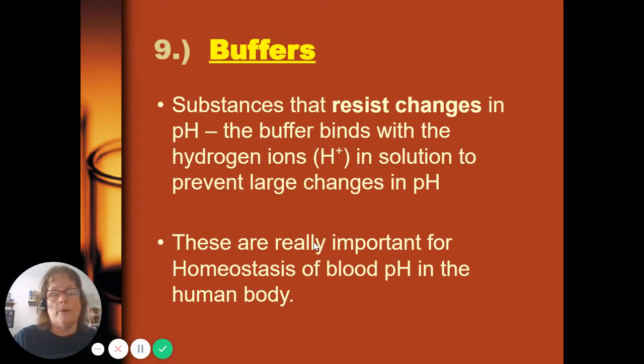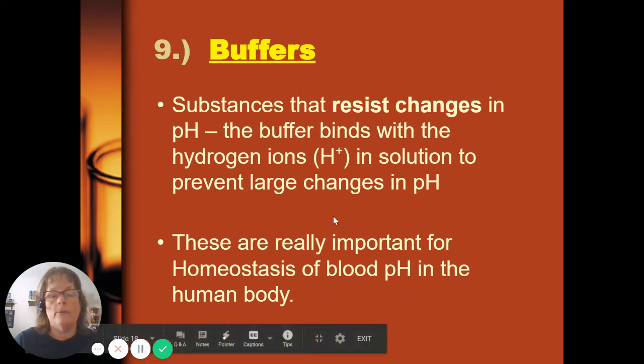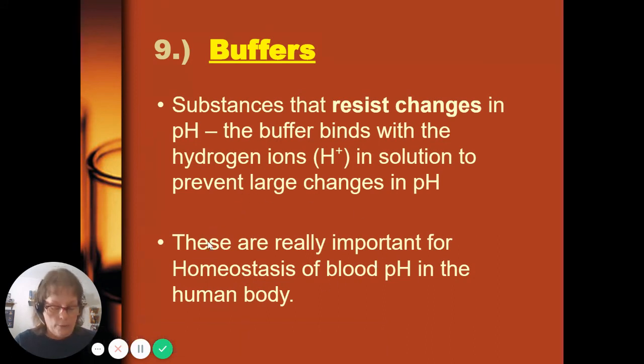All right, so the way the buffer works is it bonds with these hydrogen ions, and that prevents large changes in pH. Now, this is really, really important for homeostasis and the blood pH of the body. Now, again, if we get back to school, when we get to the cardiovascular unit, which is normally the first one we do second semester, maybe we can do this lab and we'll come back to the buffers.